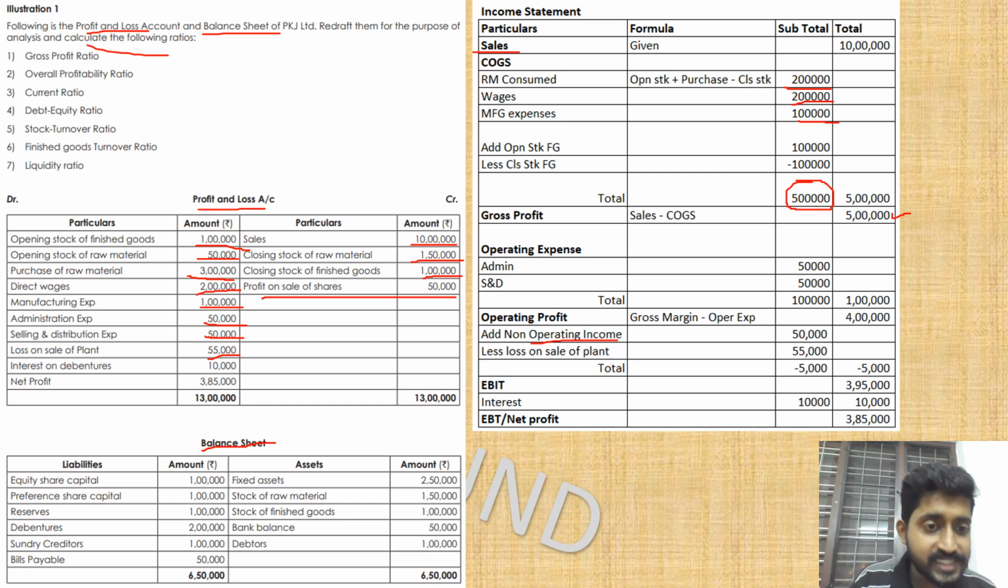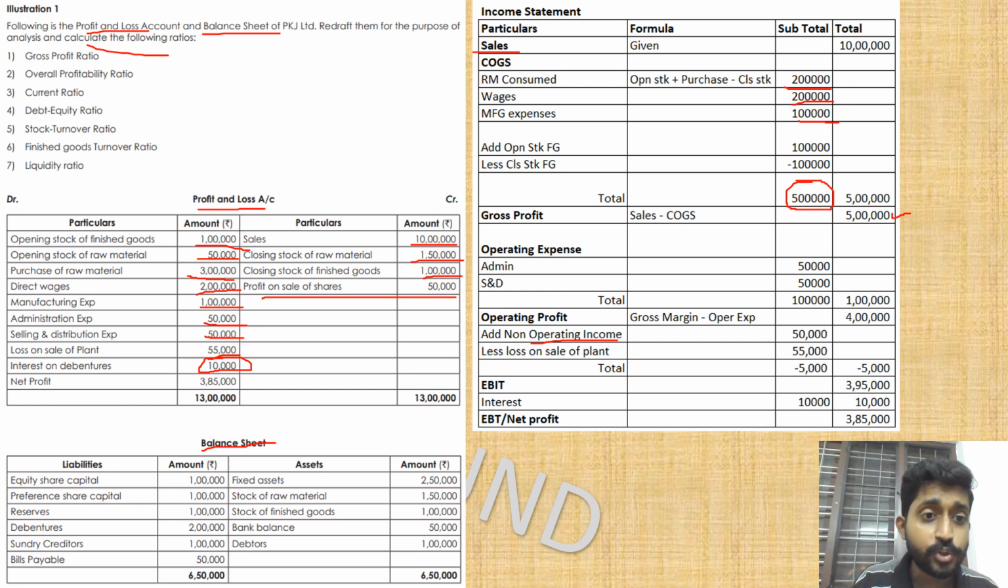So what is the interest? Interest on the debenture, which is also given here, which is 10,000. Reducing the interest, you will get the earning before taxes. You can also say it as net profit. So net profit margin also you can calculate here. Net profit divided by sales is the net profit ratio. So very simple. Next, what are all the other ratios?